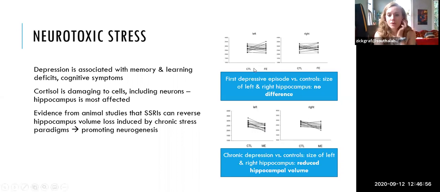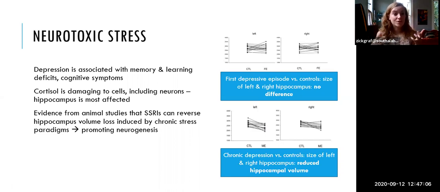Up here are people who are having their first episode of depression, and compared to controls, they don't seem to have smaller hippocampal volume. So what that suggests is, one, that over time, depression degrades the hippocampus and causes ongoing damage, and two, having a small hippocampus isn't a predisposing factor to depression. So the chronic depressed patients don't have a smaller hippocampus because they're vulnerable to depression. They have a smaller hippocampus because they've experienced depression.